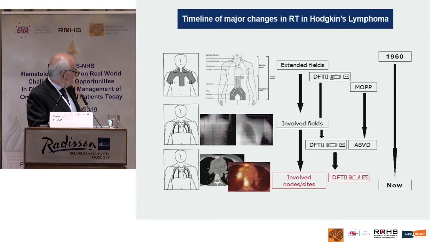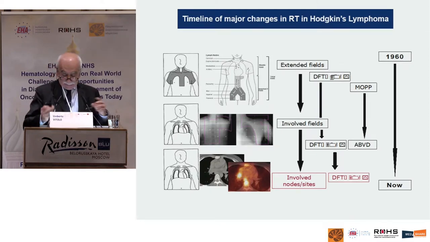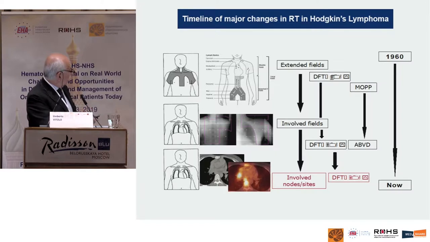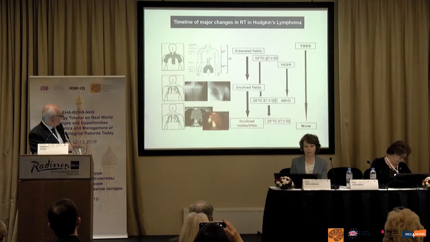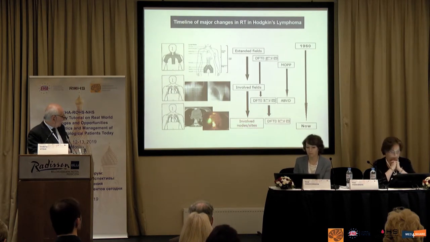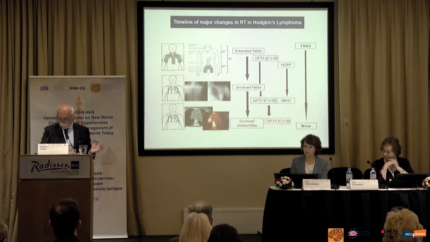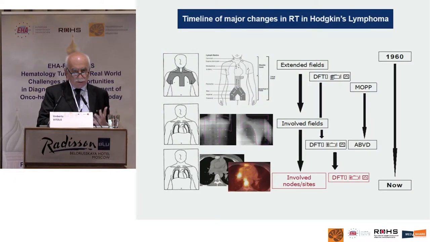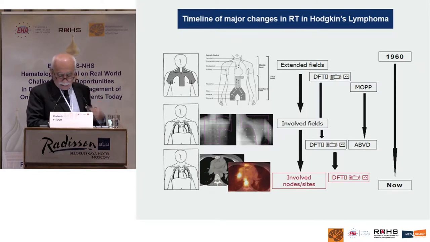So why have we changed over many years the type of radiotherapy and the type of chemotherapy? You see here that from the 60s, we started with extended field radiotherapy, and then we shifted to involved field radiotherapy, reducing the field of radiotherapy. Now we are talking about involved nodal or involved site radiotherapy based on the PET imaging at baseline, with a dose of radiotherapy that was around 36 gray in the past, and now between 20 and 30 gray. And also the chemotherapy shifted from the old regimens like MOPP to ABVD or BEACOPP.